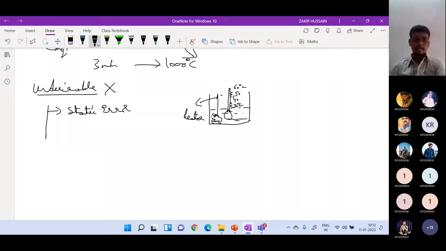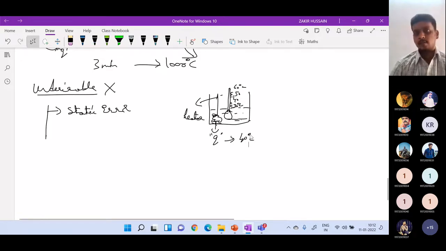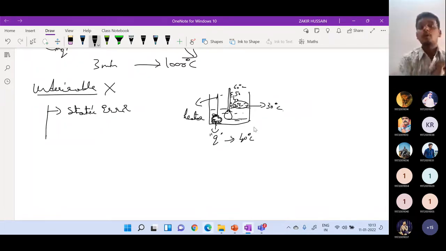The static error is nothing but, for example, if you are heating this water inside this bucket, and the heater is supplying Q quantity of heat so that its temperature can be raised to 40 degrees centigrade, according to our heat balance calculation from the heater. But the thermometer is only reading 30 degrees centigrade. The static error is nothing but the difference between the true value of a quantity. The true value of a quantity is 40 degrees centigrade. This is a true value.